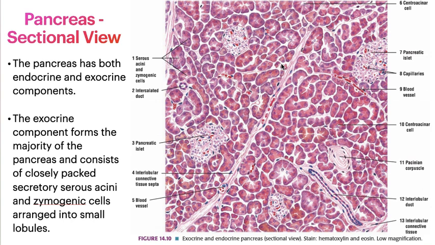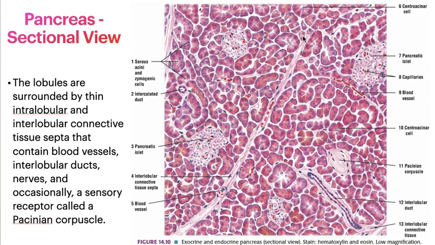If we see the sectional view of the pancreas, we can see it has both endocrine and exocrine parts. The exocrine component forms the majority of the pancreas and basically consists of closely packed serous acini with zymogen cells arranged into small lobules, like this over here.